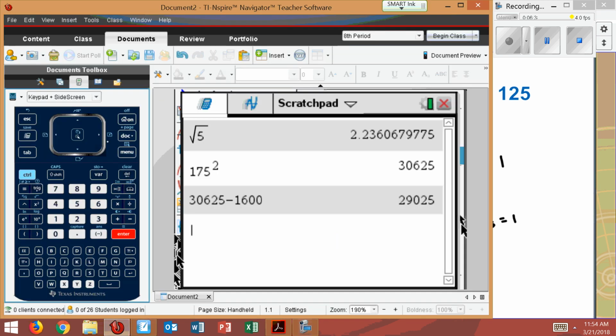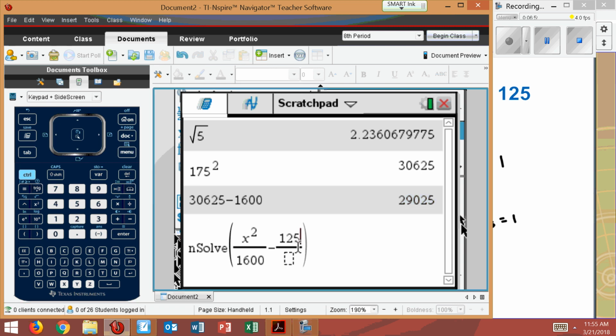So I'm going to come over here and do menu 3-1. And the equation is x squared over 1600 minus another fraction of 125 squared over 29025. All that needs to equal 1, and we'll do comma x.